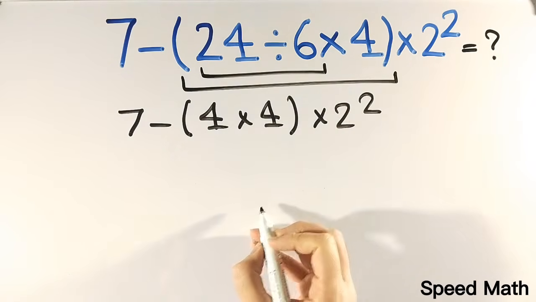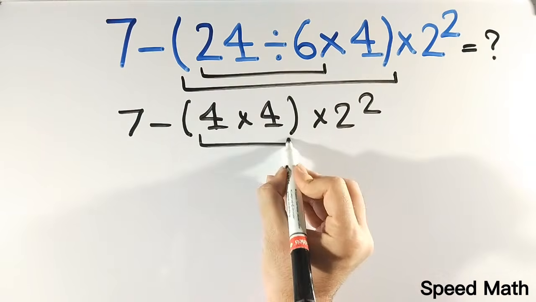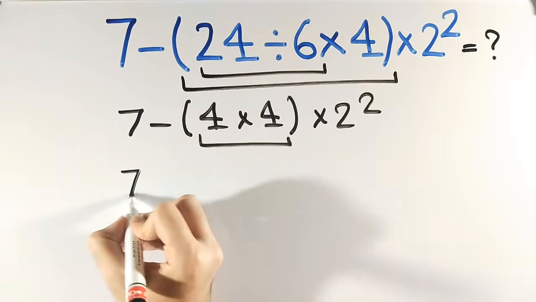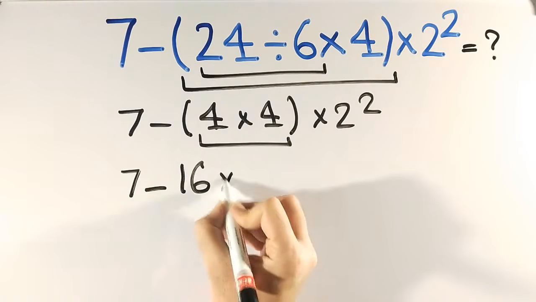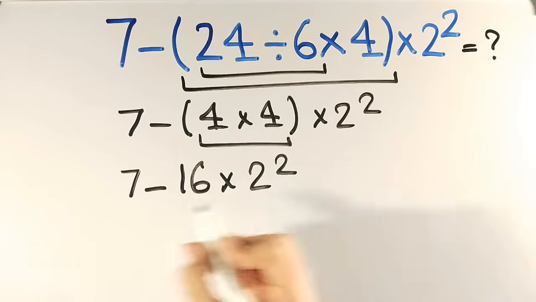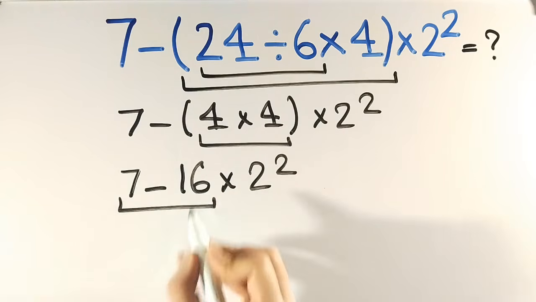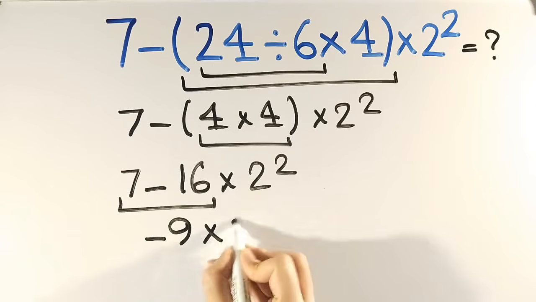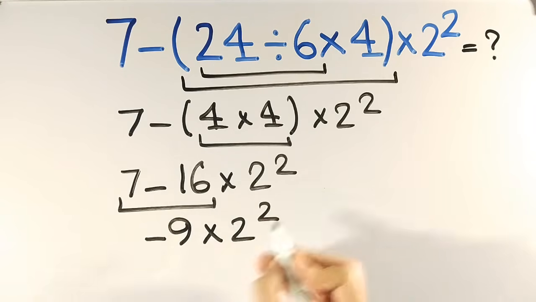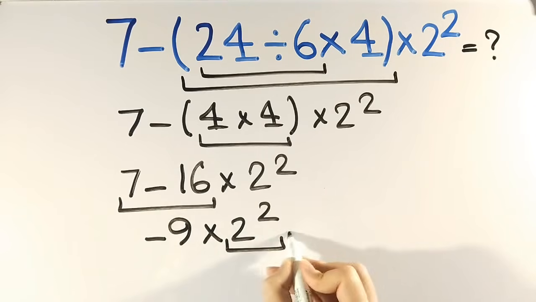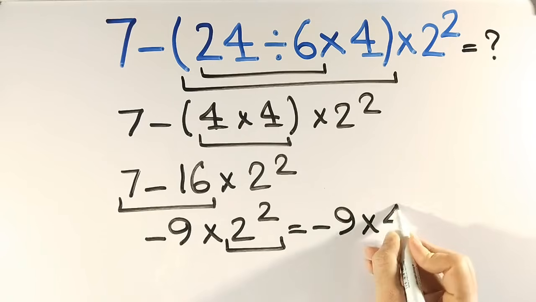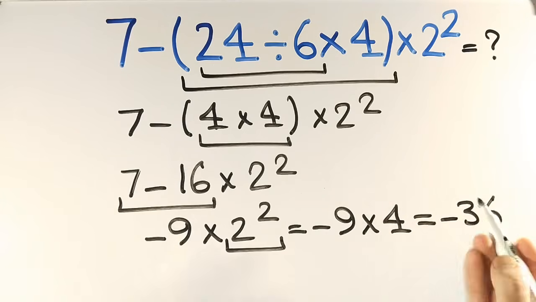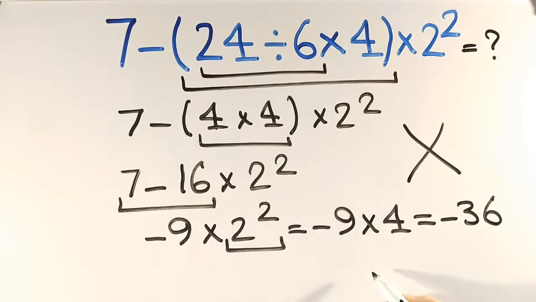multiplied by 2 squared. And the next step, they go for the multiplication between 4 and 4 inside the parenthesis and write this expression as 7 minus 16 multiplied by 2 squared. Then they go for the subtraction between 7 and 16 and instead of this expression, they write negative 9 multiplied by 2 squared. And the final step, they go for the exponent and write this expression as negative 9 multiplied by 4, which finally gives them the answer negative 36. However, this answer is absolutely wrong.